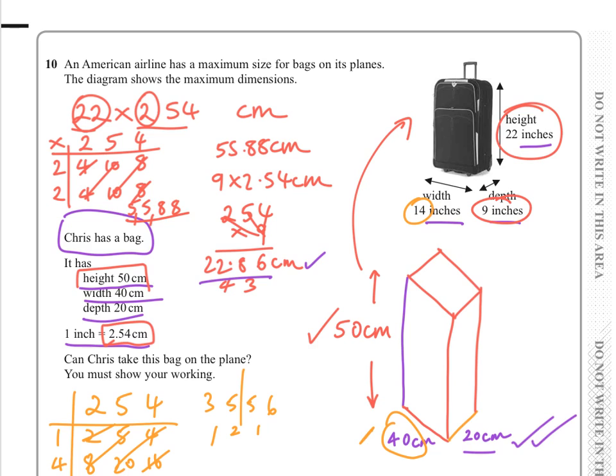So he breaks the criteria here, it's not allowed. So I would say that Chris could not take his bag on the plane because it's more than the width allowed. The depth is fine and the height was fine, but the width was too much on Chris's baggage, so I would say no, he couldn't take it on the plane.